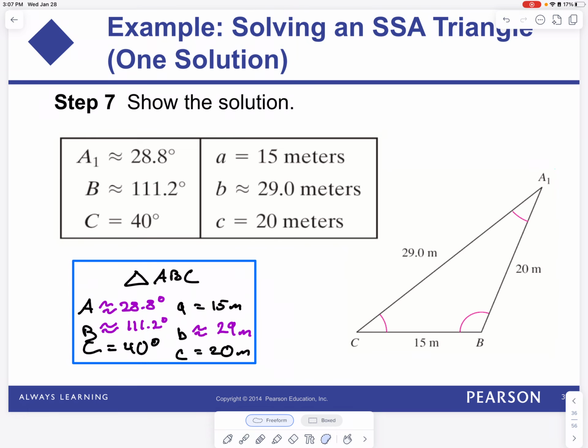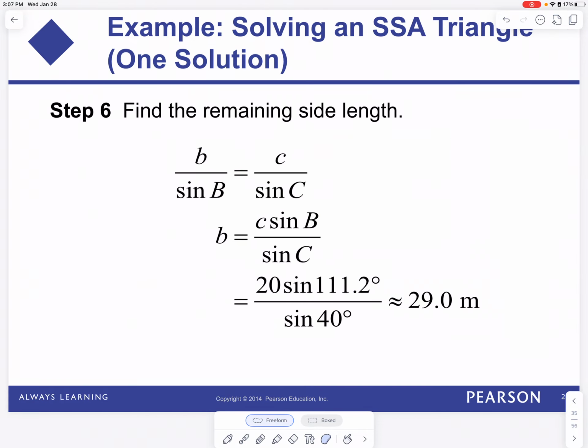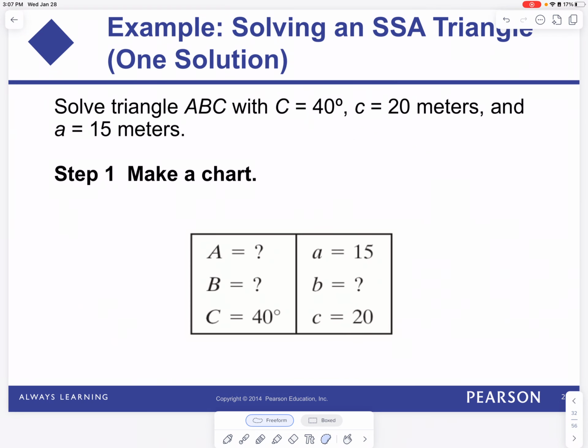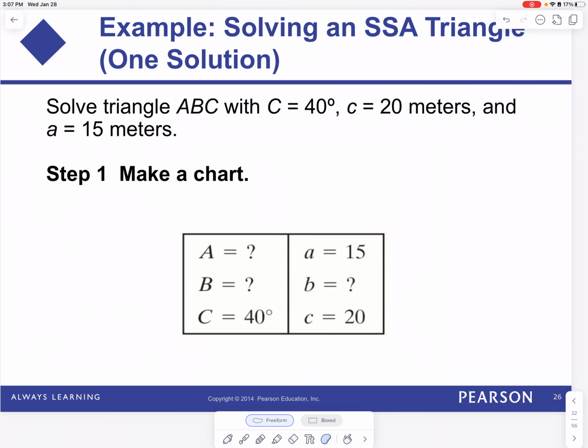28, 111.2, 40, 15, 29, and 20. Right, I think our orientation was a little different, but we got the same results, okay? Let's compare this. I just want to look at what they did. So make a chart, okay, we did that.